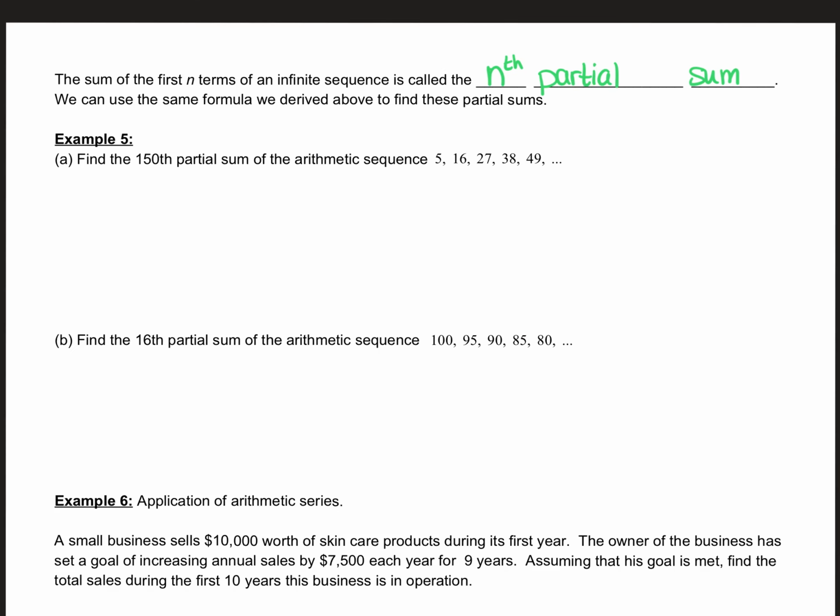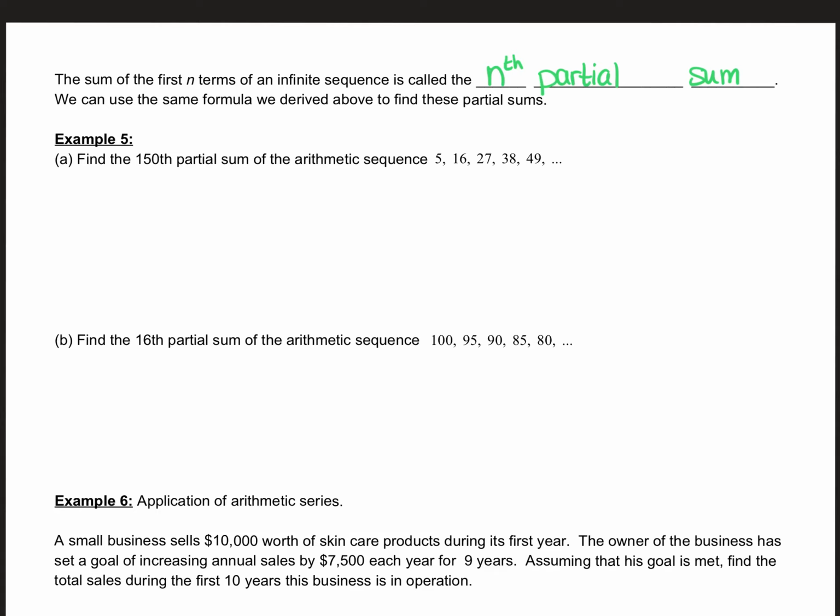Okay, so just some quick terminology. When we talk about the sum of the first n terms of an infinite sequence, it's called the nth partial sum. So we're looking at, you have an infinite sequence, find the sum of the first 10 terms of that, or the first 100 terms of that, or the first 10,000 terms of that. That's the nth partial sum. So if I want to find the 150th partial sum of this arithmetic sequence, well, we got to know a little bit of information here.